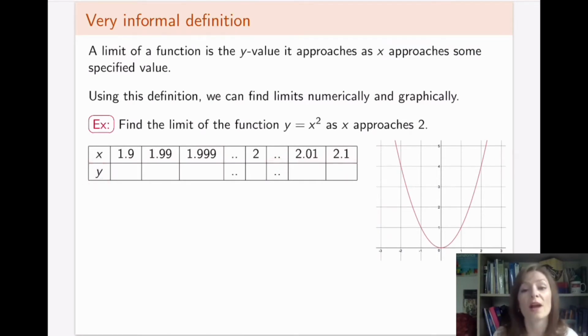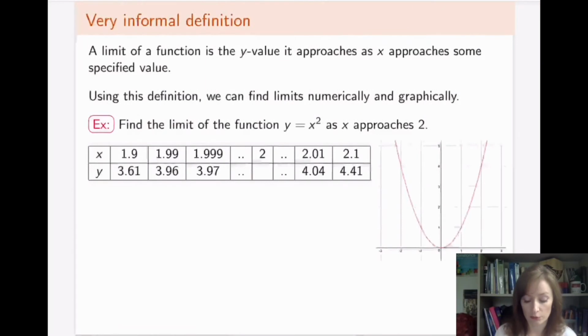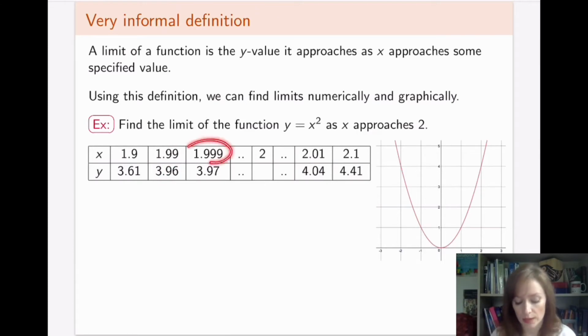How do we calculate the y values that correspond to those? Well, our function is given here, y is x squared, which means that to find the corresponding y value here, I just have to take the corresponding x value and square it. You can try it for yourself on a calculator, but I have the table filled out here for us. So when x is 1.9, y is 3.61. When x is 1.99, so even closer to 2, y is 3.96. When x is even closer to 2, 1.999, y value is 3.99.